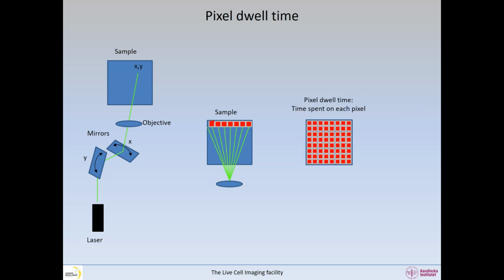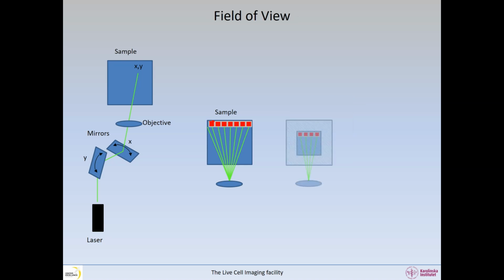Something else that we can change on the single point confocal is how long the laser is going to stay on each spot before it jumps to the next spot, and this is called the pixel dwell time. And the next thing that we could change is the field of view. So we can keep the same pixel dwell time and the same pixel size, but we could decide to scan fewer spots, and therefore our image will be smaller.